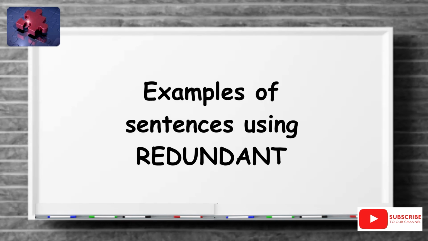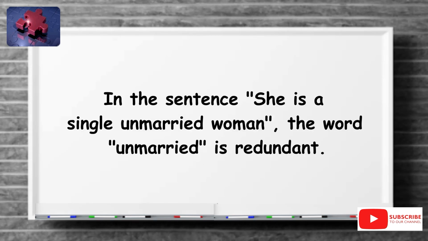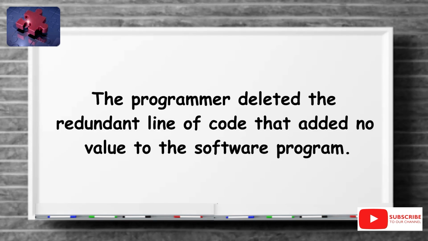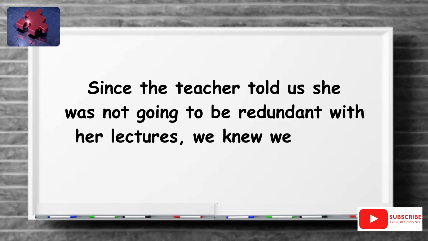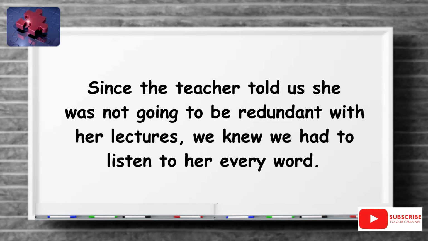Examples of sentences using redundant are: in the sentence, "She is a single unmarried woman," the word unmarried is redundant. The programmer deleted the redundant line of code that added no value to the software program. Since the teacher told us she was not going to be redundant with her lectures, we knew we had to listen to her every word.